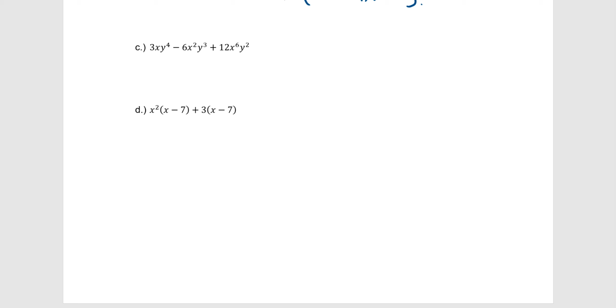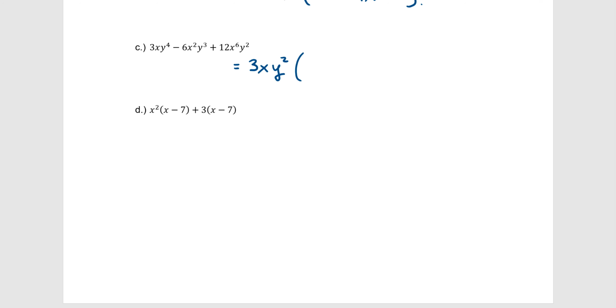We have 3xy to the 4th minus 6x squared y cubed plus 12x to the 6th y squared. So we have 3 different factors here: a constant, an x, and a y. The GCF of the constant looks like a 3. Now looking at the x's, the smallest x exponent is a 1. And looking at the y's, the smallest y exponent is a 2. So that's our GCF, and we are factoring that out front.